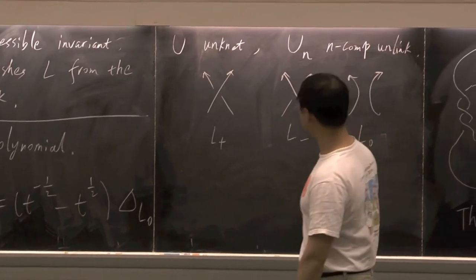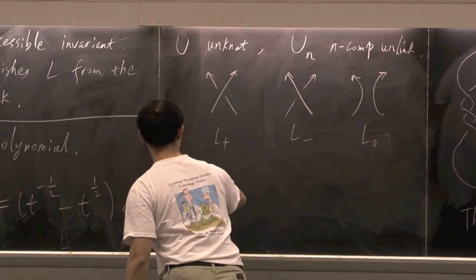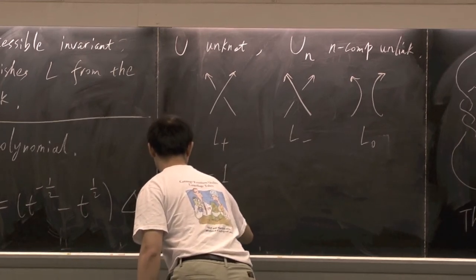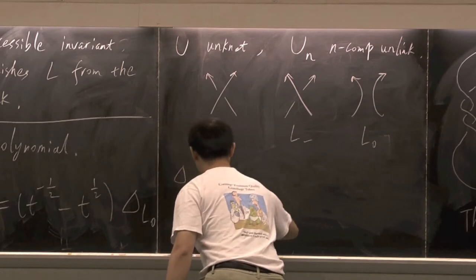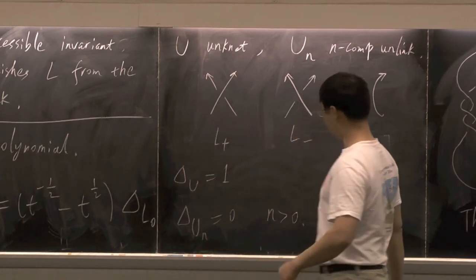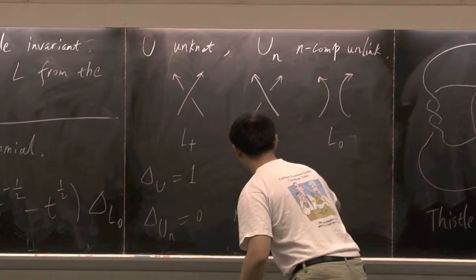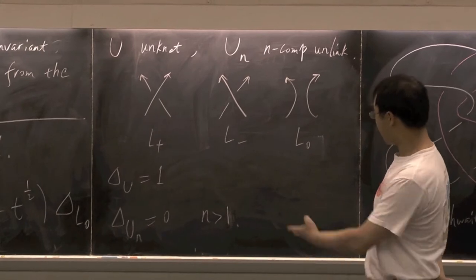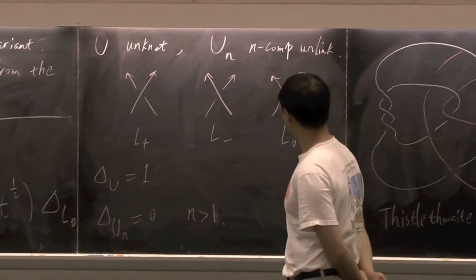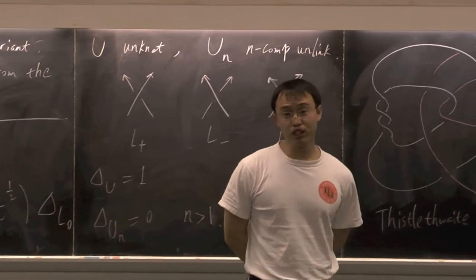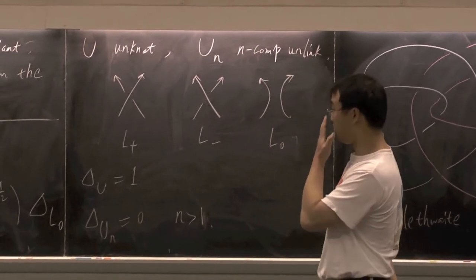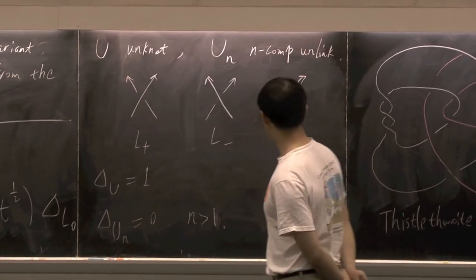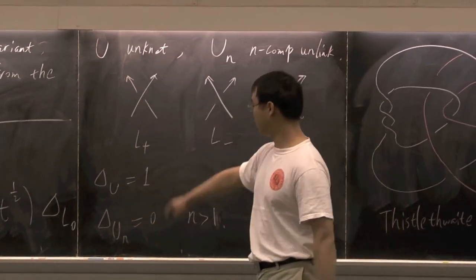From this we know delta of U is 1, and it's easy to see that delta of U_n is 0 if n is greater than 1. So these are the Alexander polynomials of the unknot and the unlinks. But unfortunately, they don't detect the unknot or unlink. There are examples of knots which have the same Alexander polynomial as the unknot.